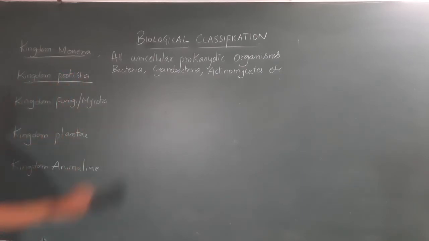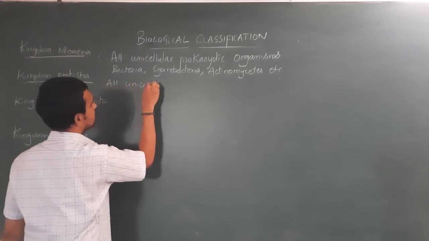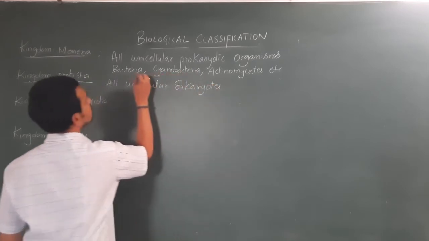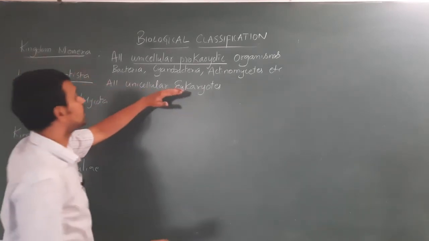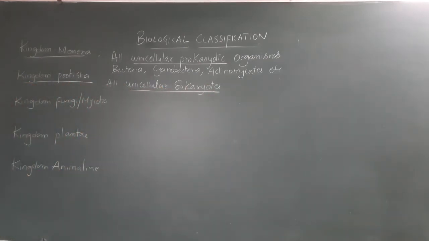So now coming to the second kingdom, Kingdom Protista. Kingdom Protista consists of all unicellular eukaryotes. So unicellular prokaryotes come under Kingdom Monera. Unicellular eukaryotes come under Kingdom Protista. And here you should remember one thing. So what are the different types of unicellular eukaryotes? Like dinoflagellates, protozoans, slime molds, chrysophytes. Of course, dinoflagellates come under chrysophytes. We are going to discuss each and everything in detail in Kingdom Protista.